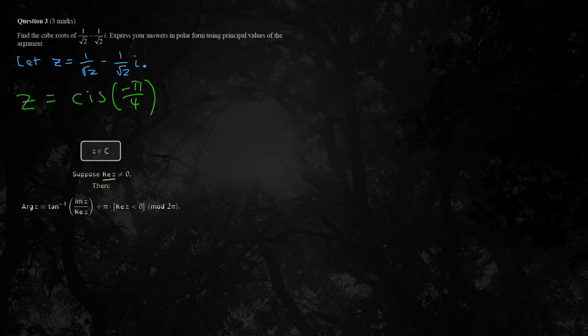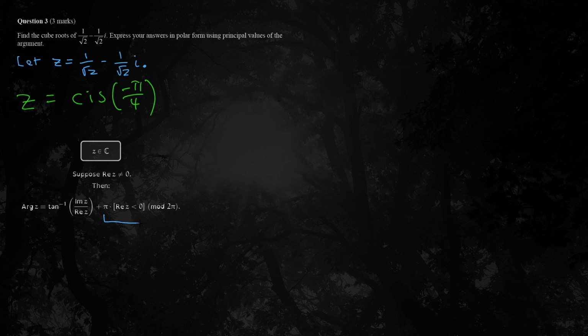So given a complex number with real part not equal to 0, what we can do is compute inverse tan of the imaginary component divided by the real part. And then we've got some correction terms out there. So we might have to add pi. That's what all this is about. I'll explain that a bit more in a moment. And this is not an equality, this is actually a congruence. It's a congruence modulo 2 pi. So let's spend some time understanding what that all means, okay?